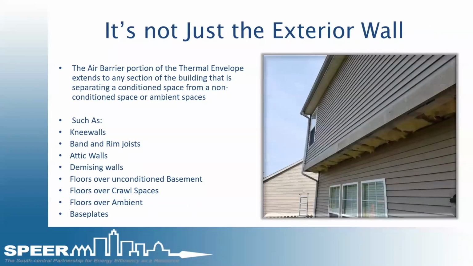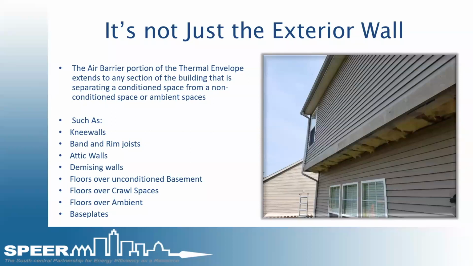So judging the air barrier and looking at that, it's not just the exterior wall. So a lot of times overlooked is additional components that make up the thermal envelope. The air barrier, the insulation must be aligned and continuous. We talked about that a second ago. But that's in every component of the building that separates conditioned from unconditioned or conditioned from ambient spaces.